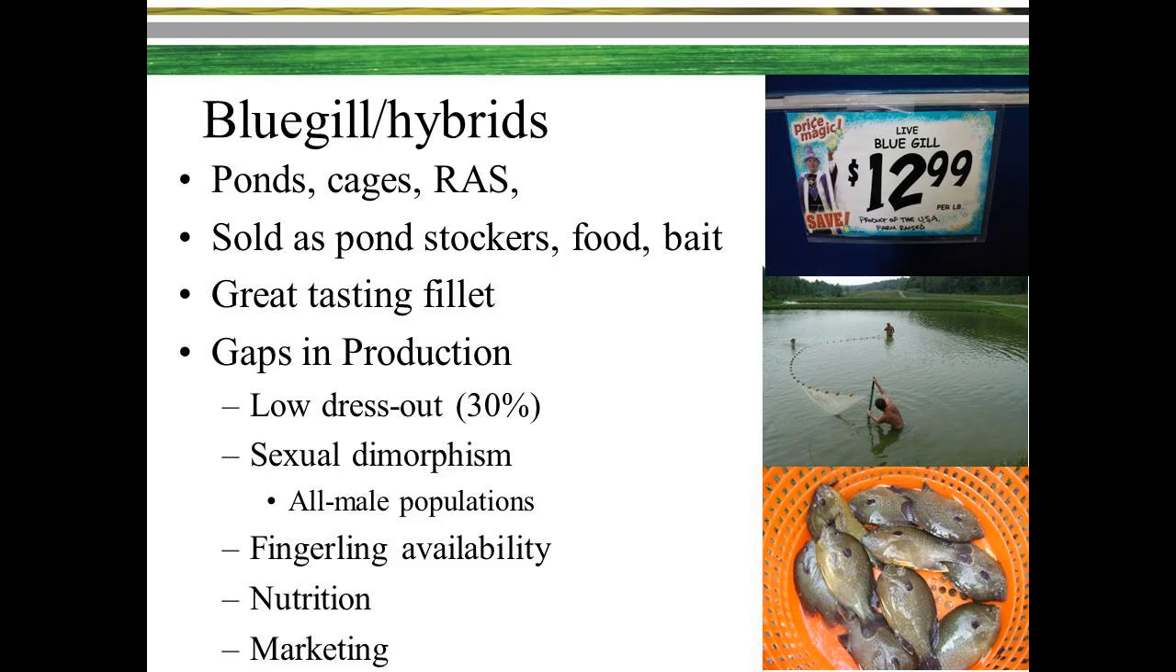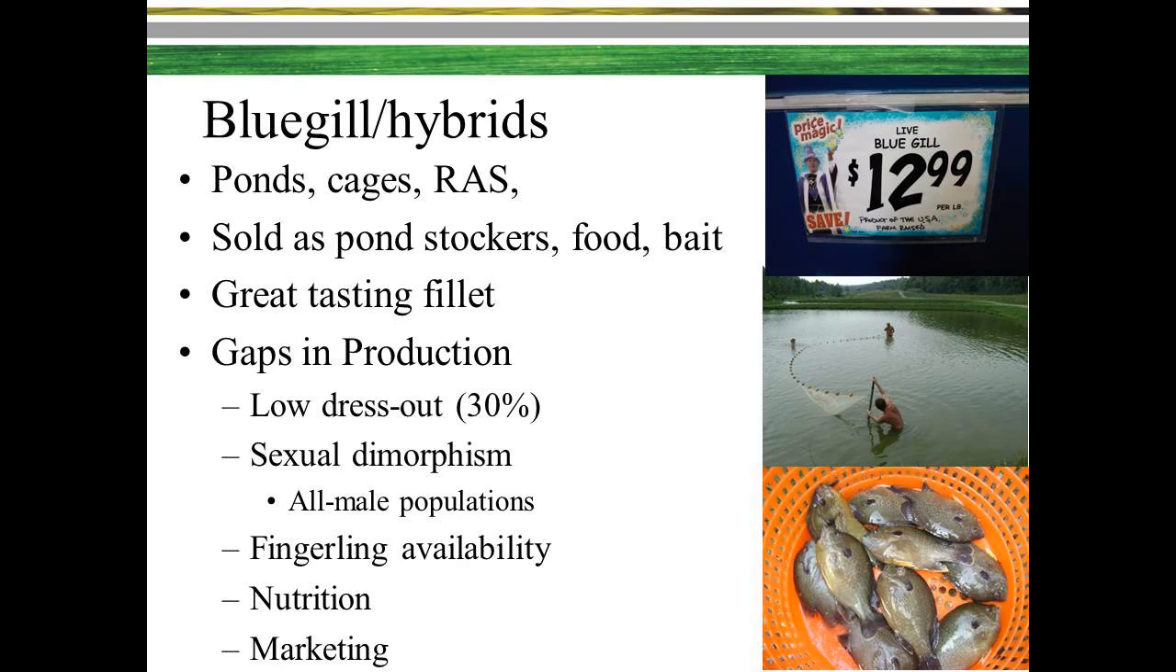The bluegill hybrids: there's starting to be more of a demand for those. I think people are familiar with them; if you go fishing, the first fish you catch is a bluegill. Again, they do well in ponds, cages, RAS, and aquaponics. It's just a natural fish.